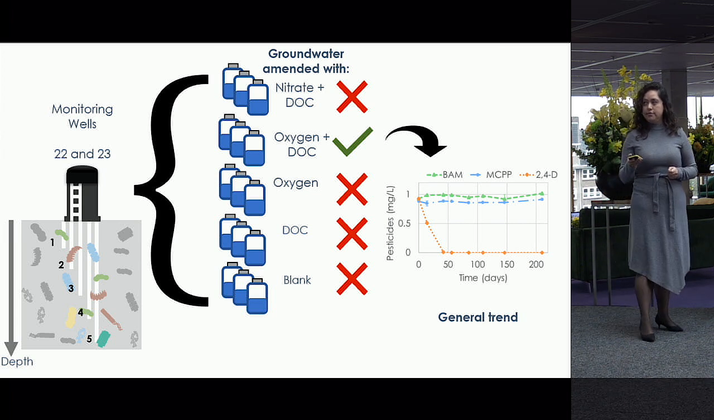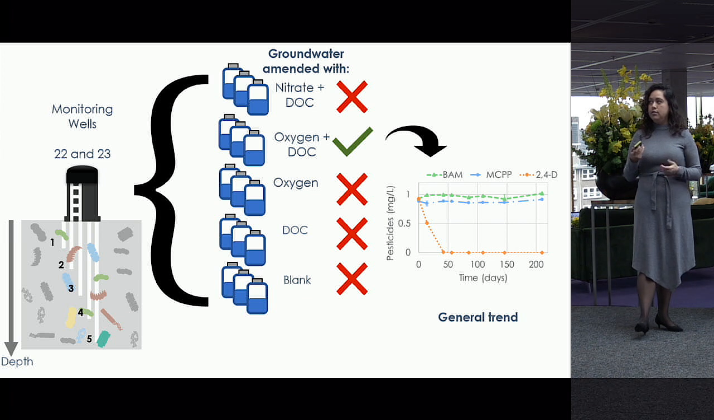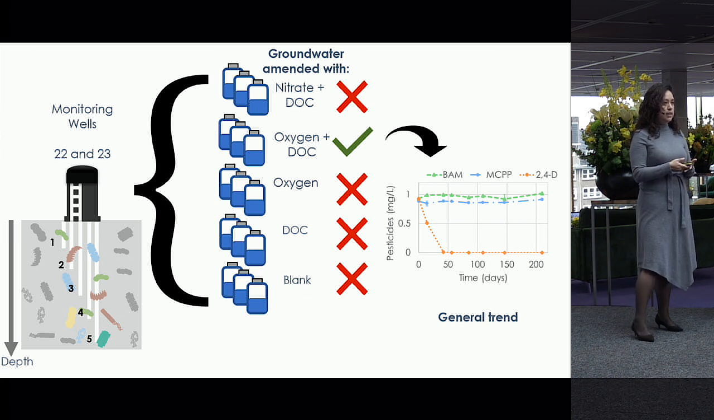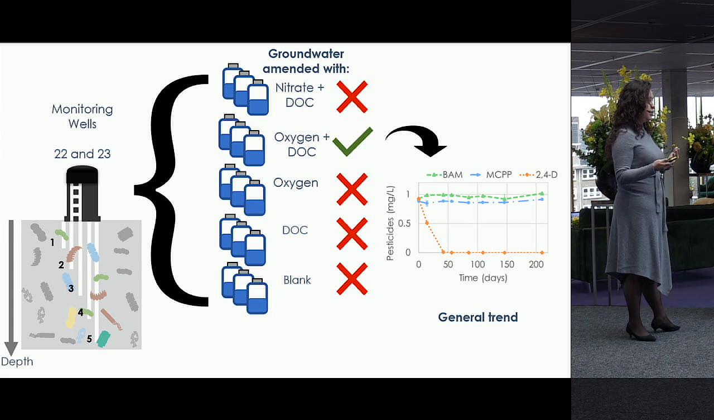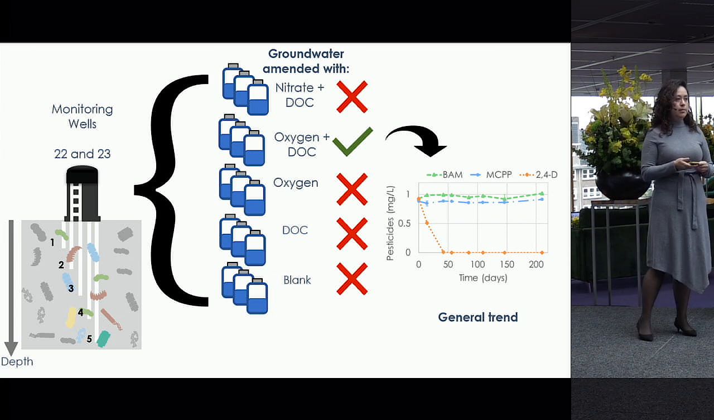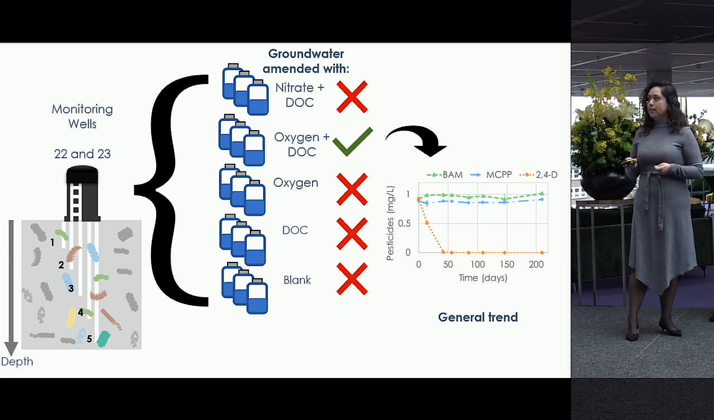We didn't observe any degradation with only oxygen or only DOC, but mainly with the combination of oxygen and DOC did we observe biodegradation occurring. Therefore, we also think that it is important for microbial communities to have a good electron acceptor, in this case oxygen, but also a carbon source that they can rely on instead of the pesticides, which, as mentioned before, are in really low concentrations.